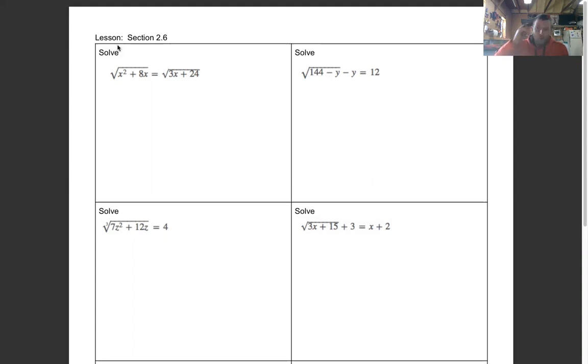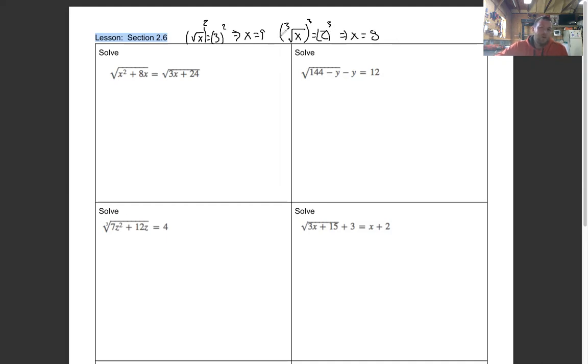In order to get rid of a square root, let's say I have the square root of x is equal to 3. Well, we know the answer is 9, right? So how do I get rid of the square root? I just square both sides, and so I get x is equal to 9. Cube root, same thing. The cube root of x is equal to, let's say, 2. In order to get rid of a cube root, I have to cube it. So x would equal 8.